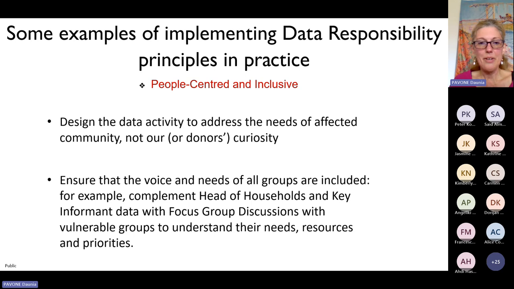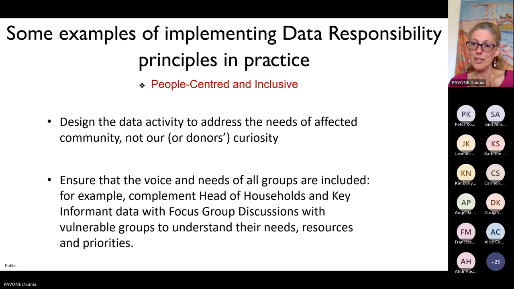Okay. I have a couple of things here. Design the data activity to address the needs of the affected community, and not our curiosity or our donor's curiosity. I know this seems a little bit banal, but it's not always that we follow that. So let's remember that we have a responsibility to uphold this principle.